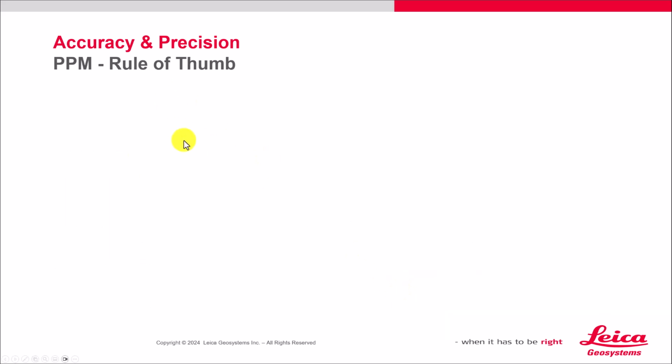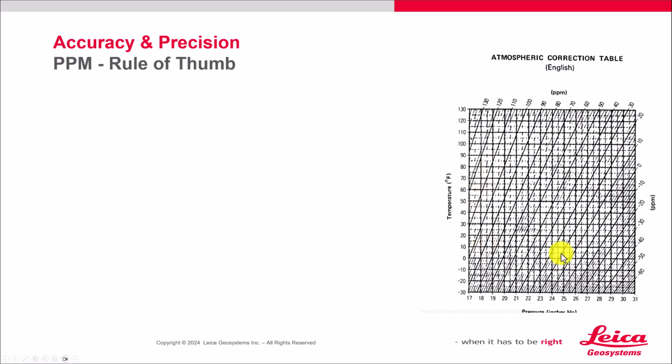Now the parts per million rule of thumb. Okay, for those old timers out there, maybe you remember this card that used to come with your instrument for your EDM. You used to have to look up the pressure and temperature and then follow these lines out to find where the parts per million were, and you had to plug that into your EDM. You don't have to do that anymore, but that was really covering the parts per million error.